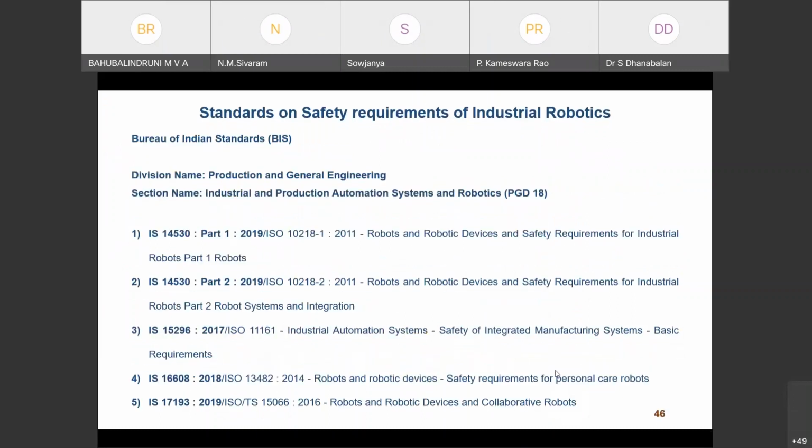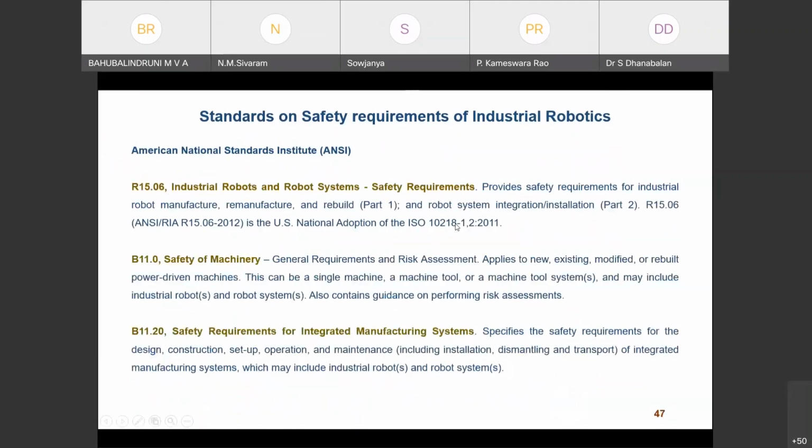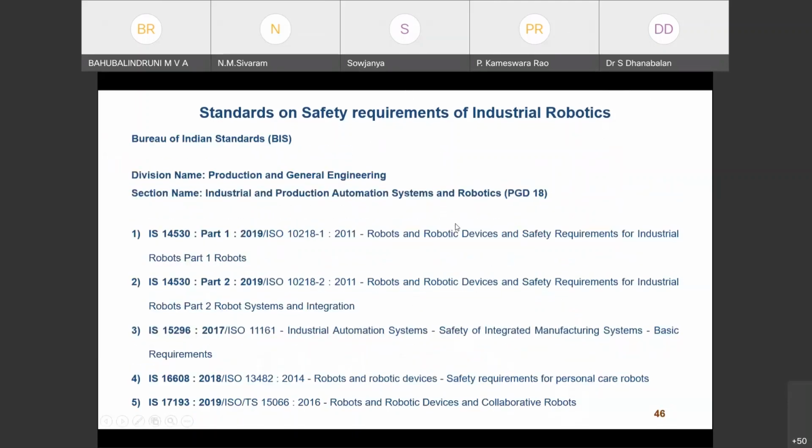So generally, we have some standards, and the ISO standard is the universal standard which is just being adopted, and country-specific standards are also present. For India, we have our BIS standard, which is under development under the section Industrial and Production Autonomous Systems and Robotics, PGD 80.